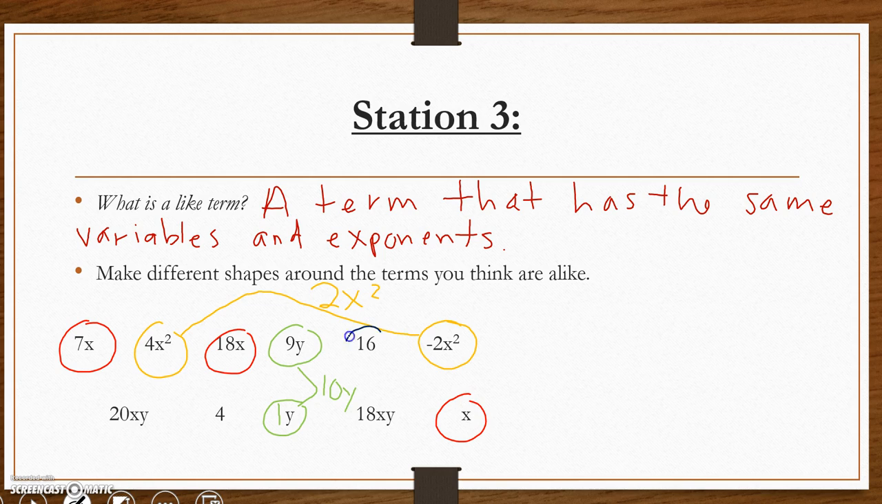The next one is 16. So that has no variables with it. So its like term would just be the 4 over here, and you would just add those. And then the last is the 20xy, and so that's like terms with the 18xy because they both have an xy with them.